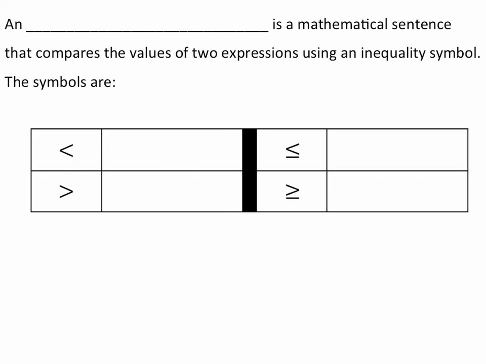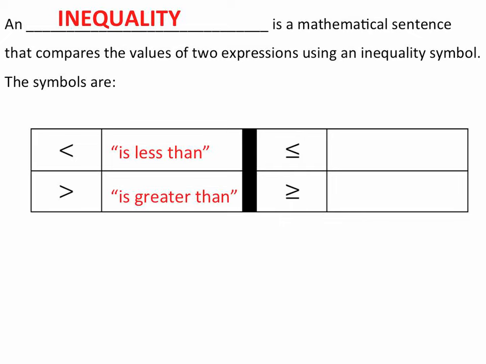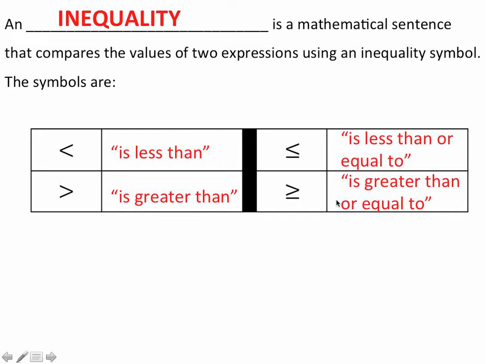Last little piece here. An inequality is a mathematical sentence that compares the values of two expressions using an inequality symbol. So perhaps you've seen these symbols before. The top left one is less than. The bottom left one is greater than. Is less than or equal to. Notice the little equal sign on the bottom. All right, and this one is greater than or equal to.